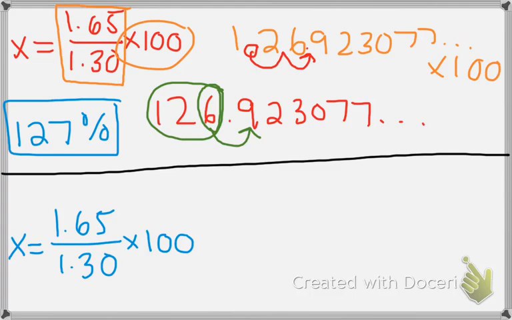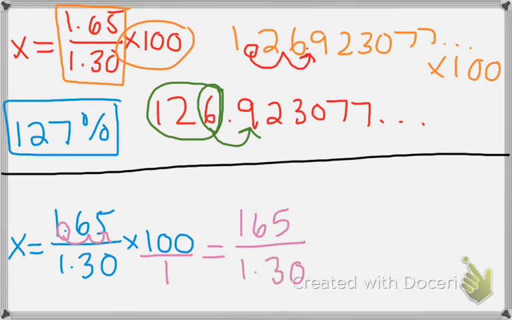X equals 1.65 divided by 1.30 times 100. What you could do differently here is you could multiply by 100 first. You can make 100 into a fraction. And when you make a whole number into a fraction, you have to put it over 1. Okay, so now it says 1.65 times 100 over 1.30 times 1. Okay, now again, 1.65 times 100, you take that decimal point and you move it 2 spaces to the right. 1, 2. So now you really have 165 over 1.30 times 1, which is just 1.30, okay?